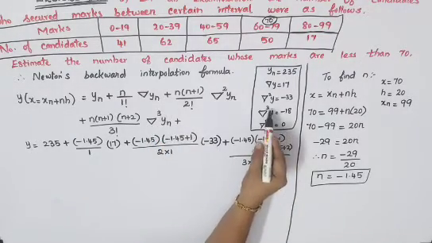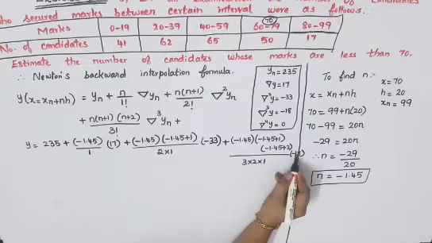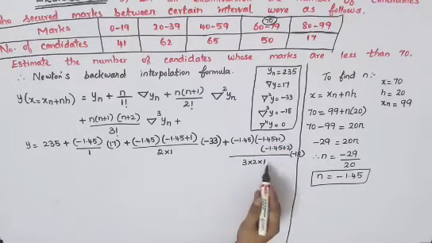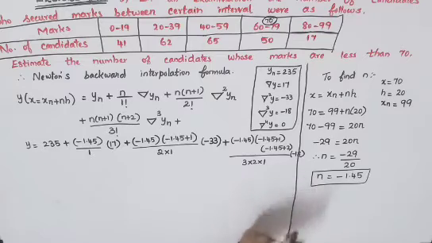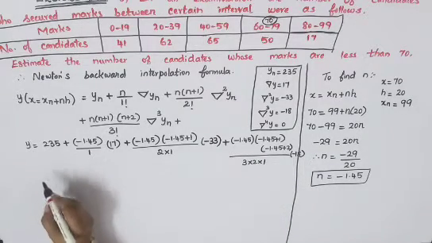Nabla cube is here minus 18, so you can write minus 18. And your last value, nabla power 4 y, is 0 only. So because of that you can eliminate the last term, because you have to multiply by 0 and the answer will be 0 only. Okay, now we'll go for solving.